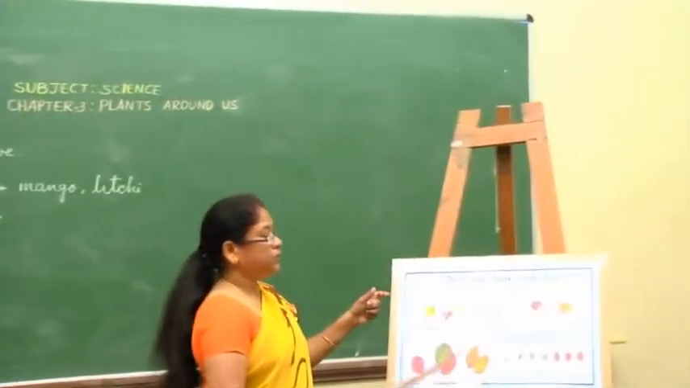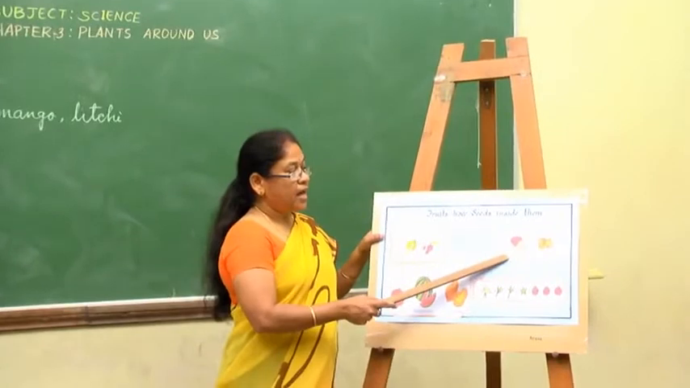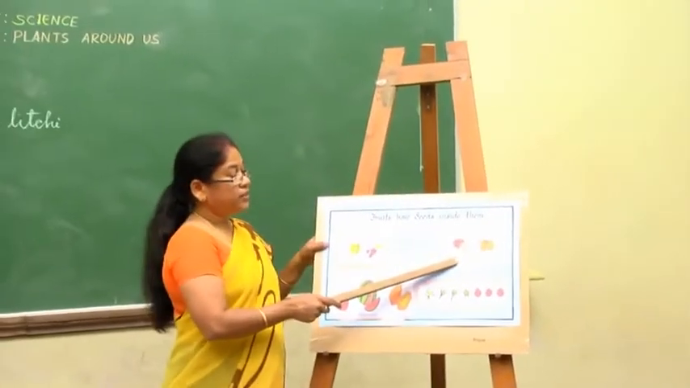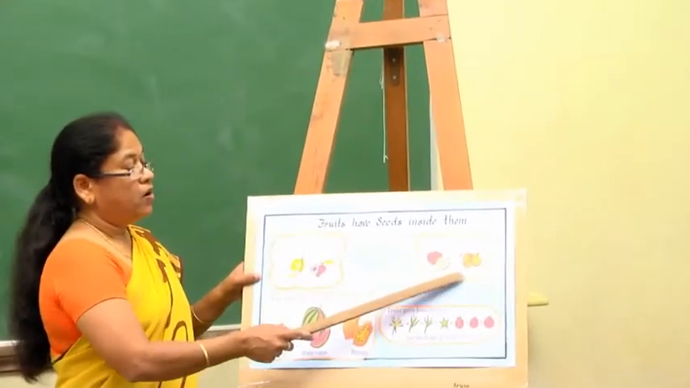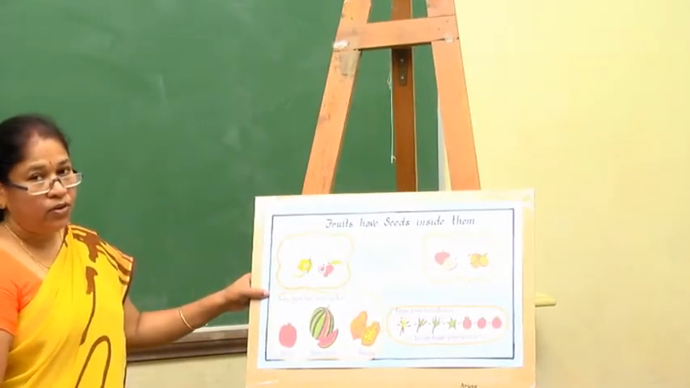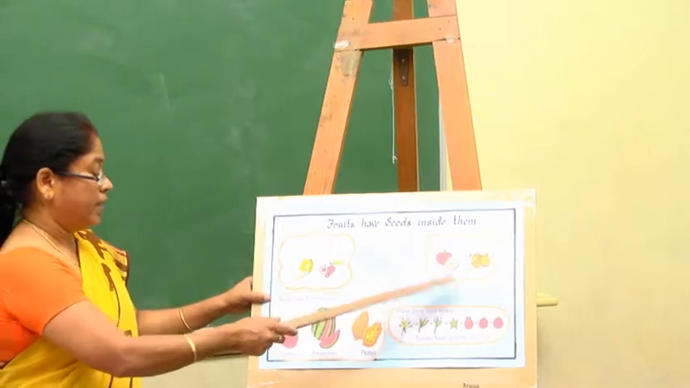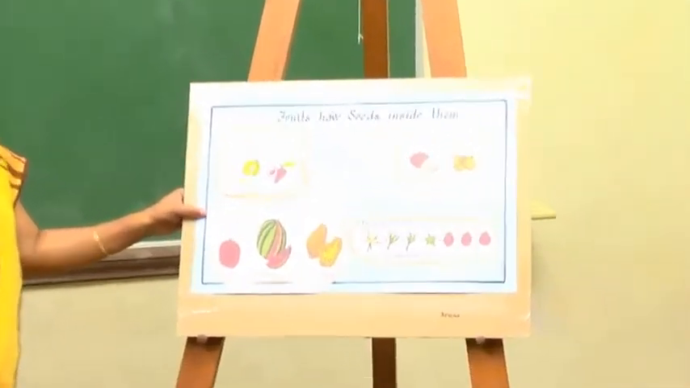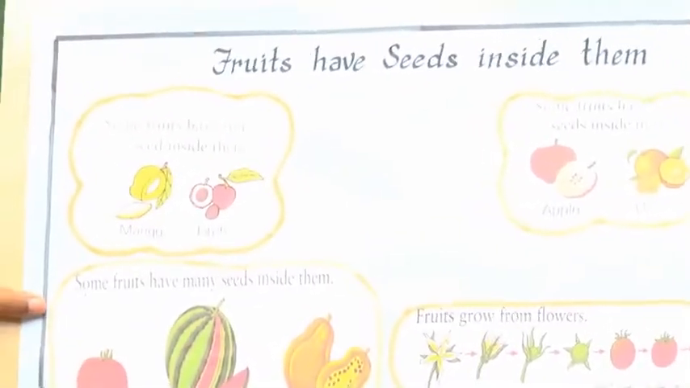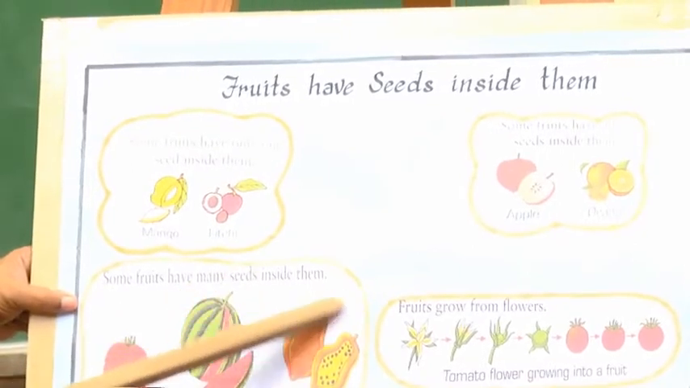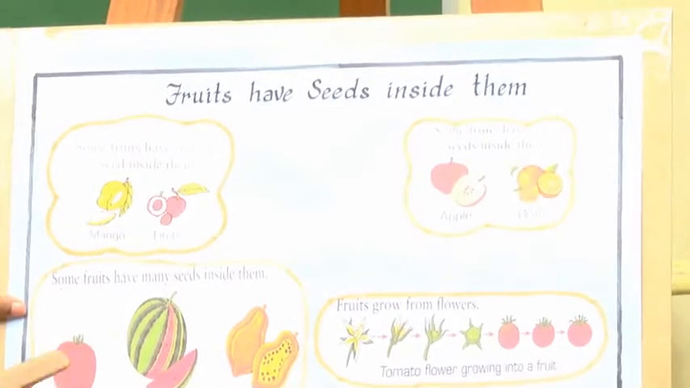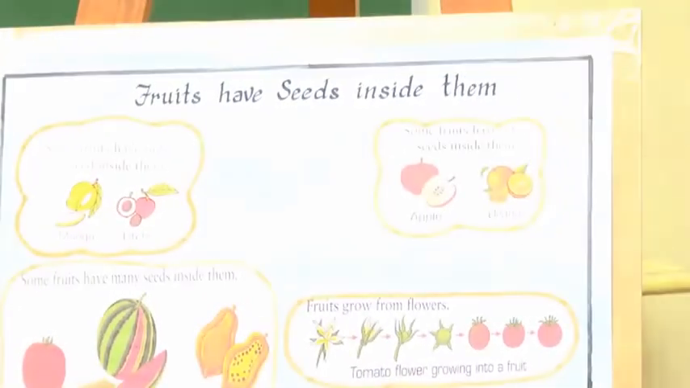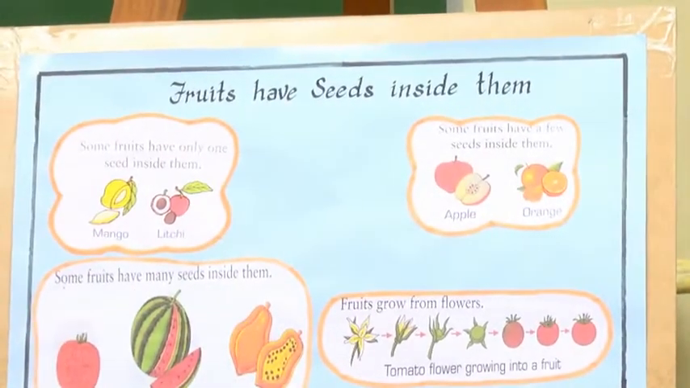Where can you see few seeds in the fruits? Yes, apple has 8 to 10 seeds. Even oranges, apple, orange, lemon, all these have only few seeds in them. And some fruits have many seeds in them, lots of seeds. See here in this picture you can see fruits that have many seeds. Tomatoes, watermelon, and papaya have many seeds in them.